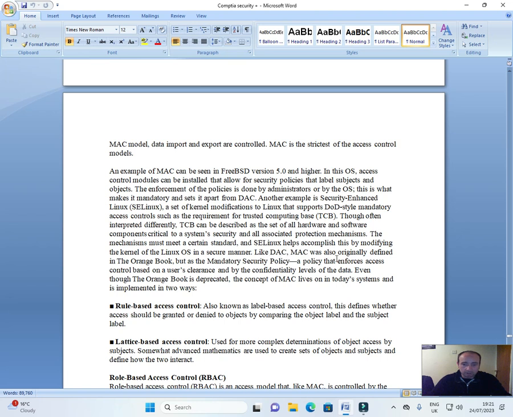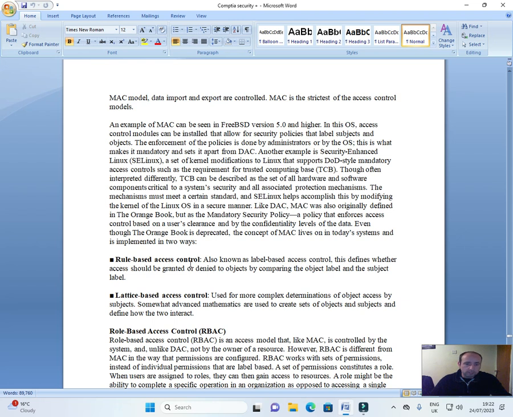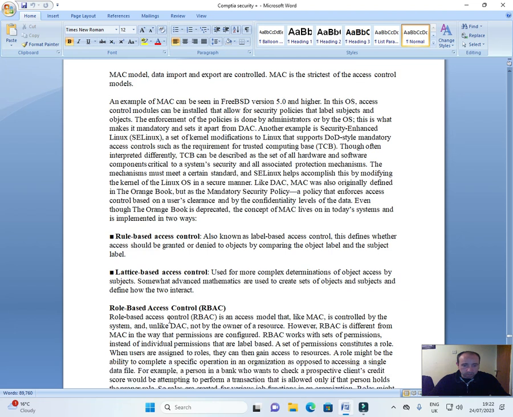Like DAC, MAC was originally defined in the Orange Book, but as the mandatory security policy, a policy that enforces access control based on a user's clearance and by the confidentiality levels of data. Even though the Orange Book is deprecated, the concept of MAC lives on in today's systems and is implemented in two ways. Rule-based access control, also known as label-based access control, defines whether access should be granted or denied to objects by comparing the object label and the subject label. Lattice-based access control is used for more complex determinations of object access by subjects. Somewhat advanced mathematics are used to create a set of objects and subjects and define how to interact.